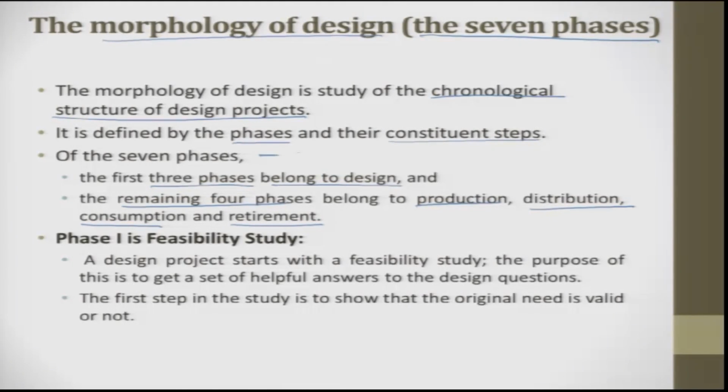So, there are 7 stages. Out of 7, 3 go here and 4 go here. So, the first 3 stages belong to design. Phase 1 is the feasibility study. A design project starts with a feasibility study. The purpose is to get a set of helpful answers to the designer's questions.